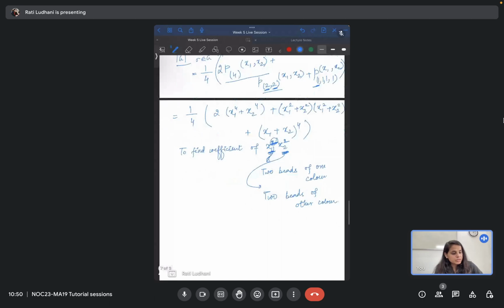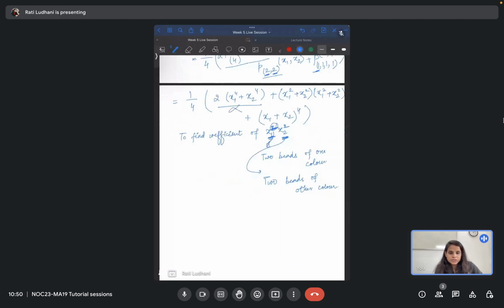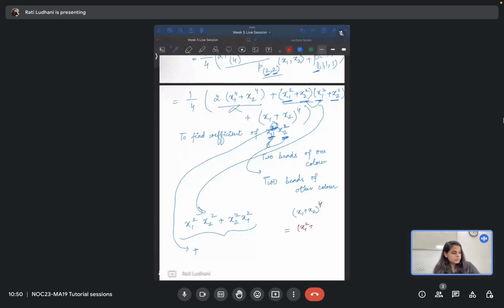Let's see from which it will come. So this part will not give x1 square x2 square. Here you can get it. So you have x1 square, you multiply by x1 square, and x1 square can be multiplied to x2 square, and x2 square can be multiplied to x1 square. So you will have this one. So from this part you will get this much, plus from this second part what will you get? So this is x1 plus x2 whole raised to power 4. So let's see what this is. So x1 square plus x2 square plus 2x1 x2.